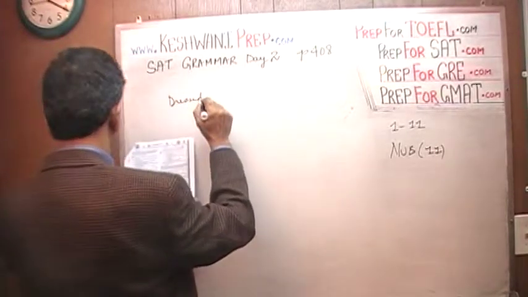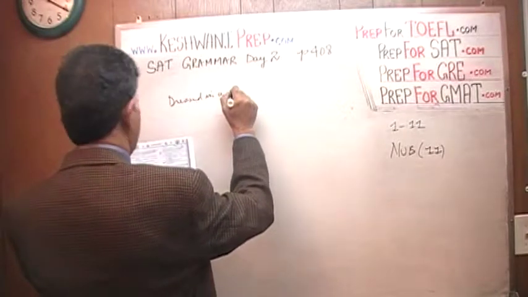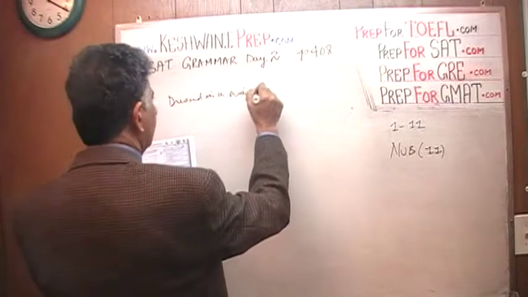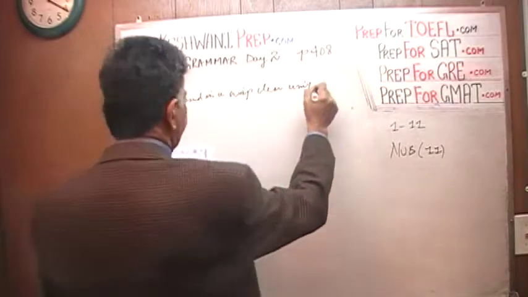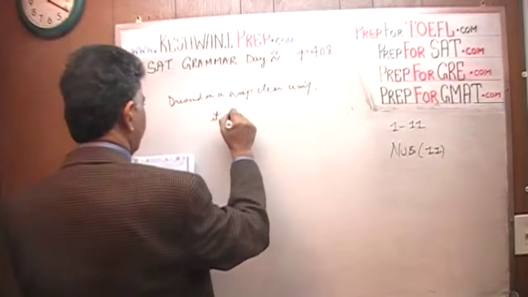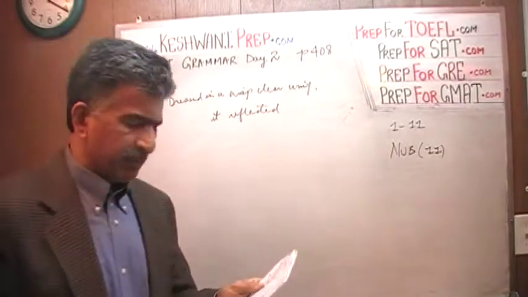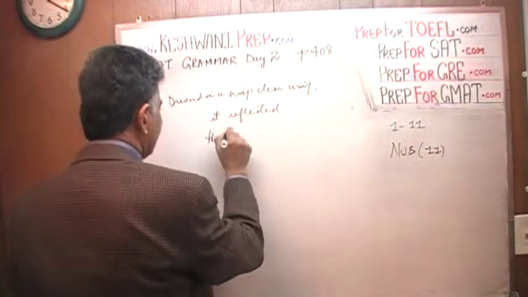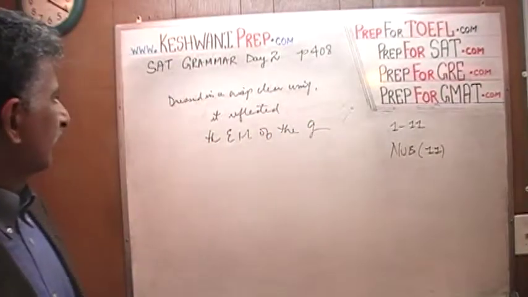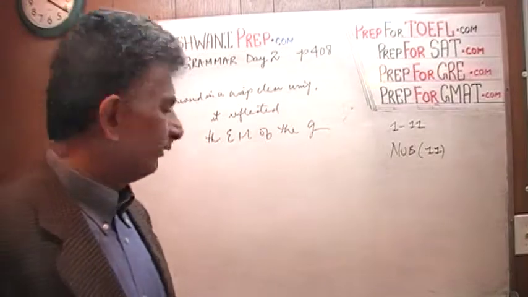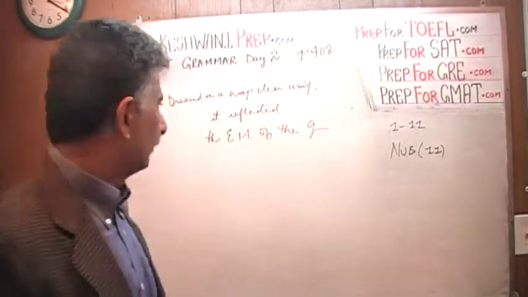Dressed in a crisp, clean uniform, and then to put a comma, it reflected the efficient manner of the guard. Dressed in a crisp, clean uniform, it reflected the efficient manner of the guard. As you can see, it's a pretty awkward way of starting a sentence. What can we do with it?